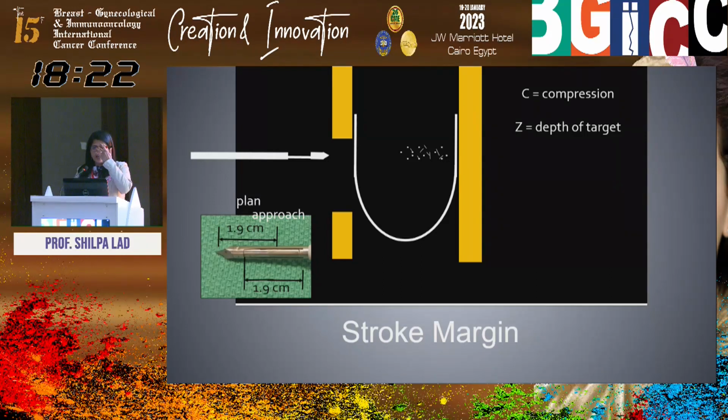Before I go ahead with showing the actual technique, this basic knowledge about stroke margin is important. This is similar to what we were used to with stereotactic vacuum biopsy as well. Why is it important? Because this is one of the limitations you may come across when positioning a patient, especially with the lesion being closer to the skin or sometimes the breast being too thin. Why does that happen? Let's have a look.